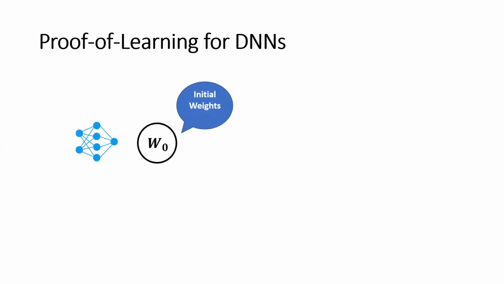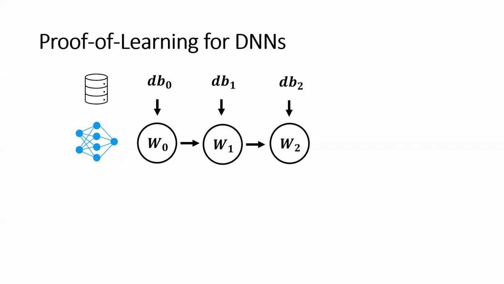For training, in this work, we just focus on deep neural networks. We first sample some random initial weights, and we divide the data set into multiple batches. This is an iterative computation, and in each iteration, using a batch of data samples, we update the model and optimize the model parameters with respect to the batch.